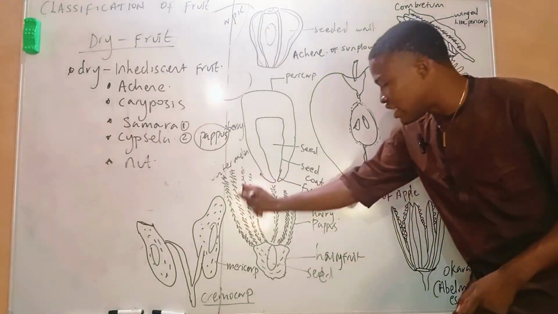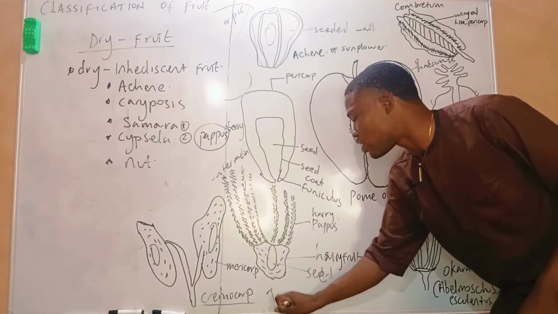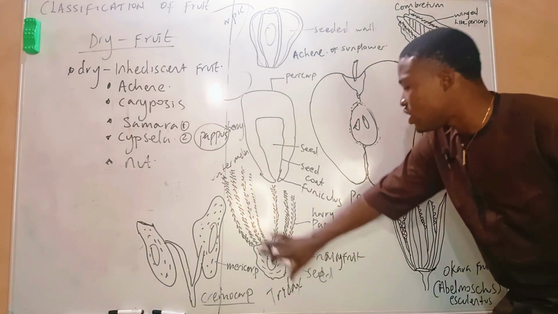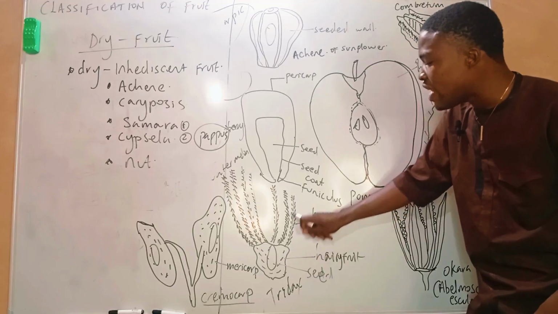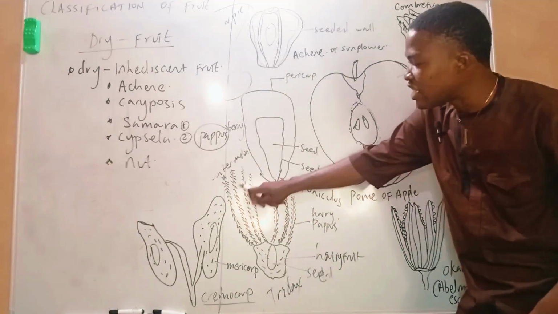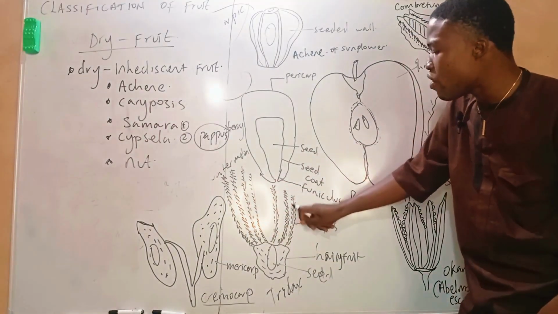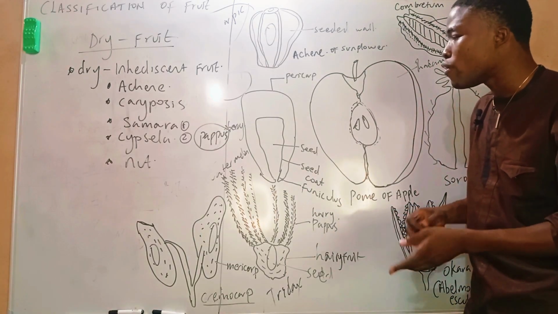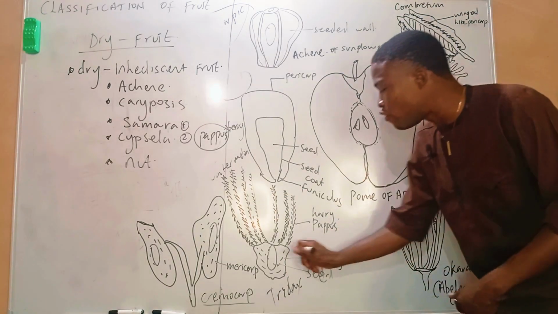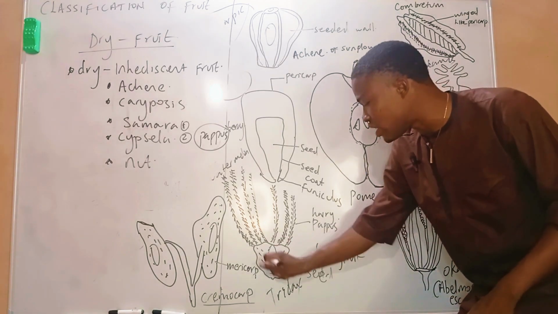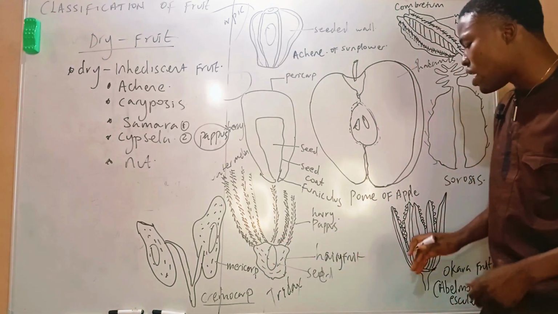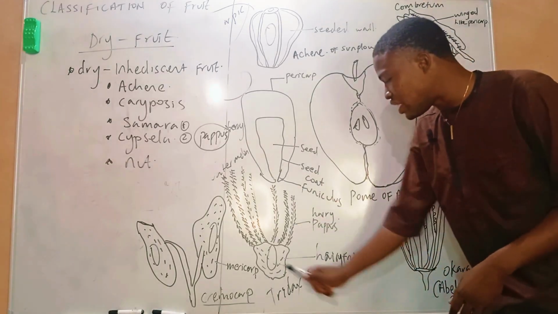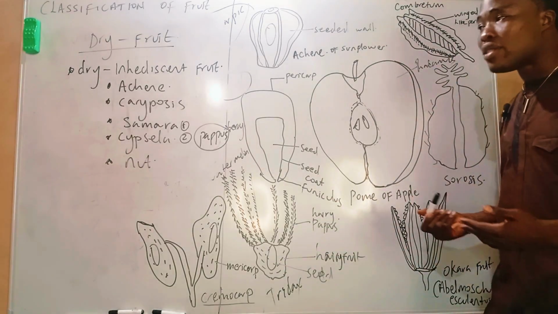An example is Tridax. This Tridax is an example of a cypsella. This wing-like structure you are seeing is called the airy pappus, and it is usually formed from a persistent calyx. This is the fruit, a one-seeded fruit you are seeing below the airy pappus. This is the fruit wall, and this is the seed in it. So that is a cypsella.